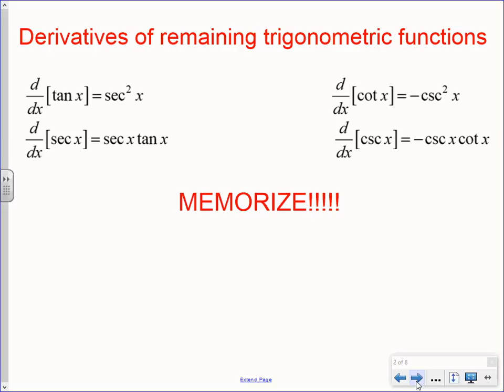Alright, I like Austin's suggestion about all of the co's having negative derivatives. Cosine is negative sine. Cotangent is negative cosecant squared. Cosecant is negative cosecant cotangent. Okay? If you look up there, tangent and cotangent, their derivatives have a similar pattern. Secant and cosecant, their derivatives have a similar pattern. Okay? You just have to remember these. So let's practice using them.